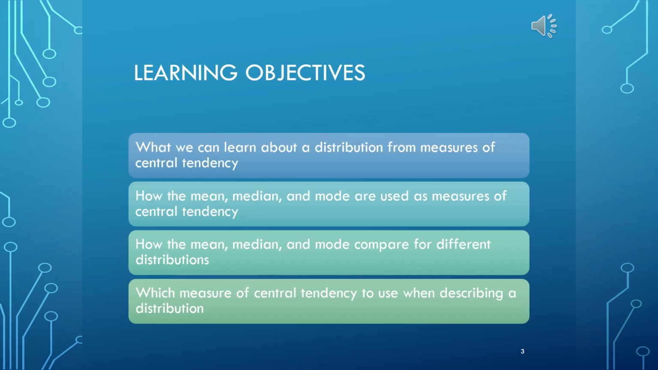As always, we've got some learning objectives for this chapter. So first of all, we're going to see what we can learn about distributions from measures of central tendency. We'll learn how mean, median, and mode are used as measures of central tendency, and also how they compare in different types of distributions, whether they're skewed or symmetrical. And finally, we'll talk about which measures of central tendency to use when you're actually describing particular distributions, which one's going to be the most preferred for that type of distribution.